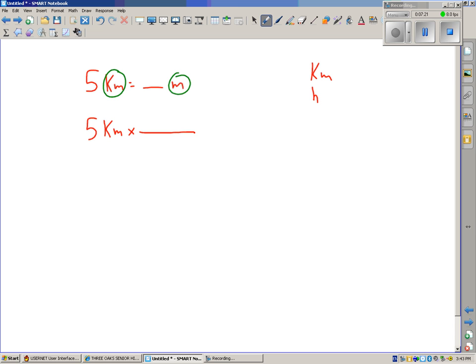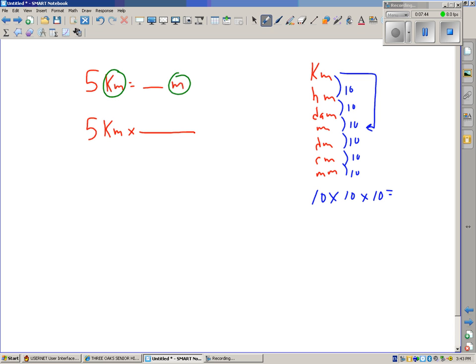So let's make our ladder again. And we remember that when you go between steps in the ladder, it's 10. And we've also said to go from kilometers to meters is 3 steps. Well, that's 10 times 10 times 10. And if you know anything about your math, you really just take the 1 and you count how many zeros. That's 1,000. Because the definition is there is 1,000 meters in 1 kilometer. That's what's called a conversion factor.